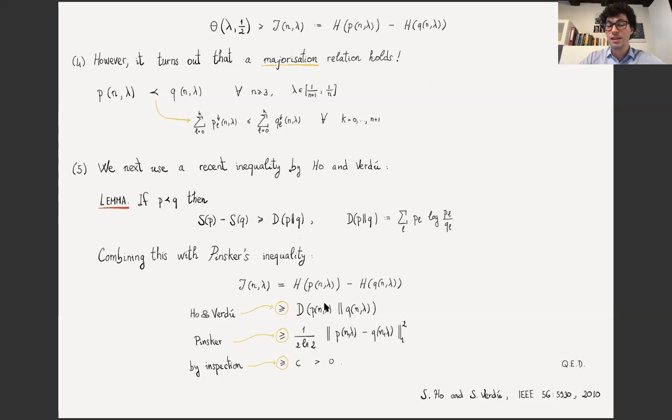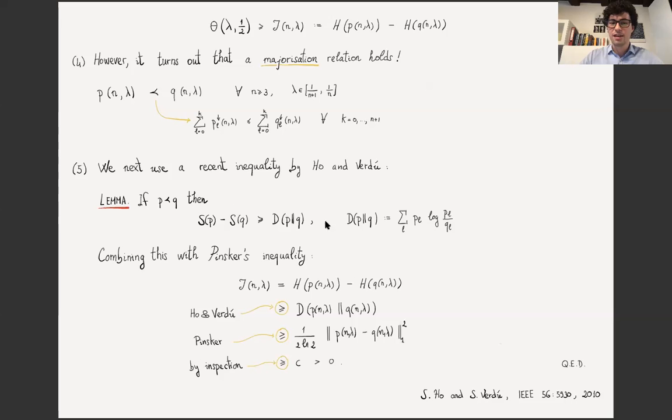And then we can combine this with Pinsker's inequality that gives you a lower bound on this in terms of the trace distance. Okay, so by combining Ho and Verdu and Pinsker, you get a manageable lower bound for the difference in entropies. And then if you go back to the analytic form of the probability distributions that we saw before, by inspection, you can see that this is bounded by a constant when lambda is in this range. And so that's the end of the proof.